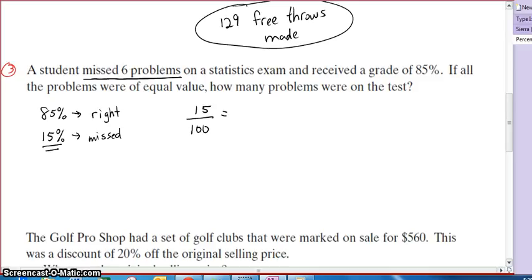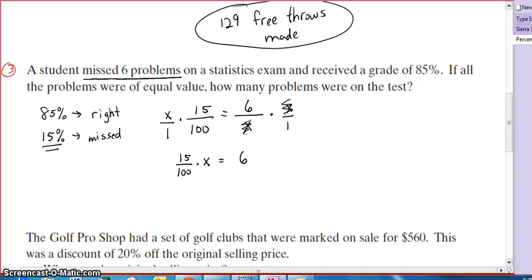15 out of 100 is going to be 6 problems. I don't know how many total problems were on the test. Now, a lot of you are still struggling with this setup. You need to get x out of the denominator. In order to do that, you need to multiply both sides by x. That alleviates my denominator over here. And now I have 15 over 100 multiplied by x equals 6.